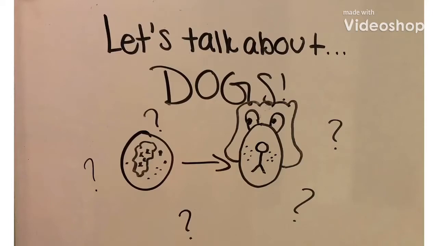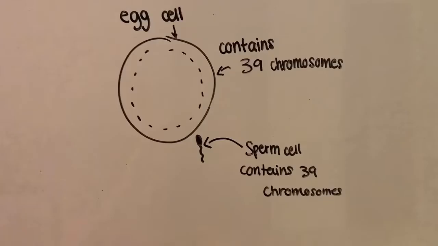Hello everyone, today we are going to be talking about how our dogs begin as one tiny cell and turn into the multicellular organisms we all know and love as our pets. The first thing to look at is the sperm cells, which come from the father of the dog, and the egg cell from the mother.